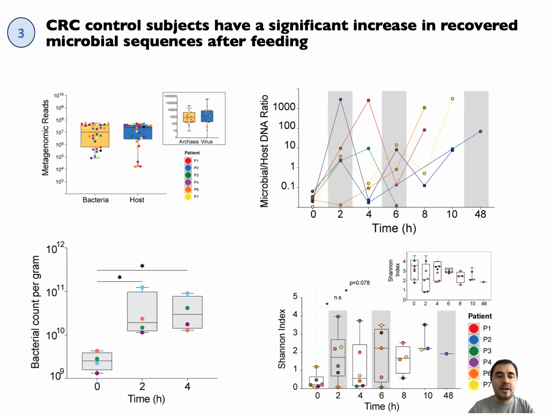We also quantify this instead of using only relative numbers. So we had the bacterial count, and what we see is that after 2 hours, in some patients it goes up 1 or 2 logs, the bacterial count per gram of feces. And the richness is fluctuating a bit, but in reality it's actually reducing a bit because of the increase of E. coli and Klebsiella, those types of fast-growing bacteria, after the feeding.